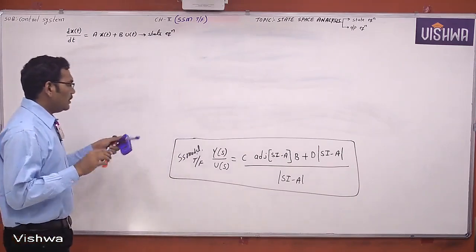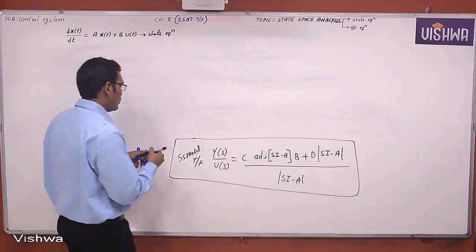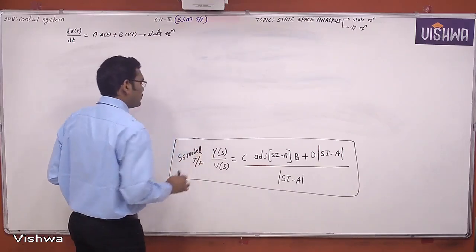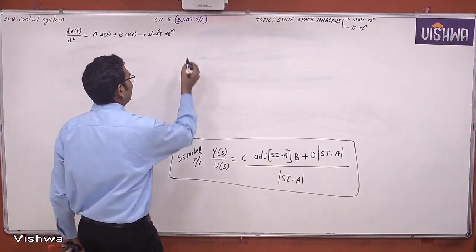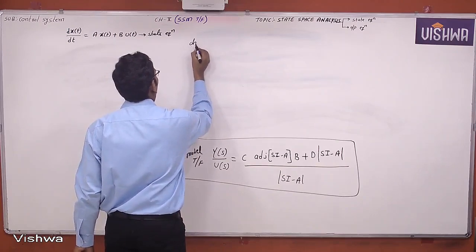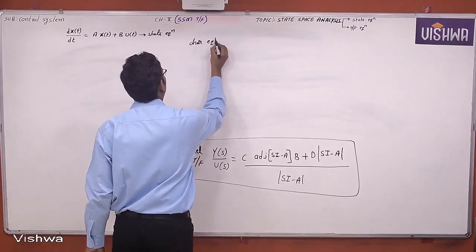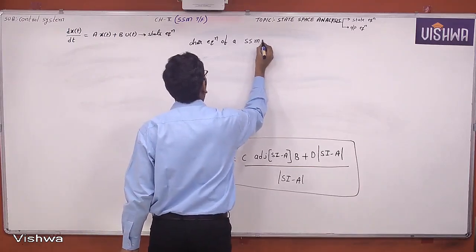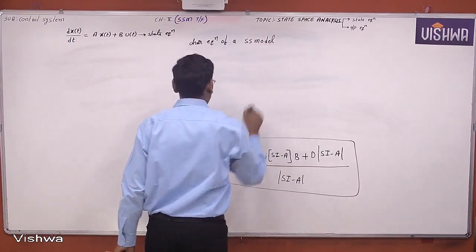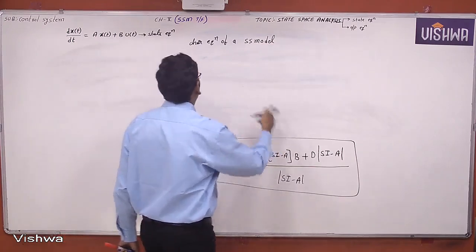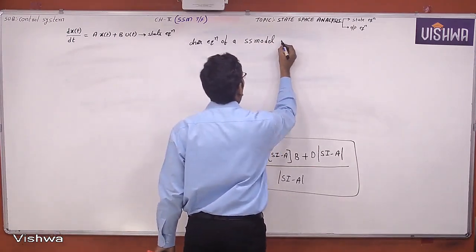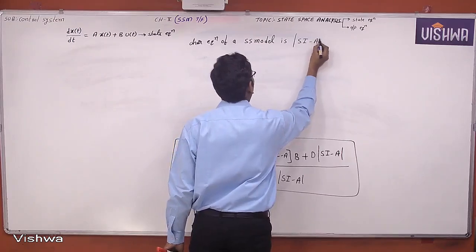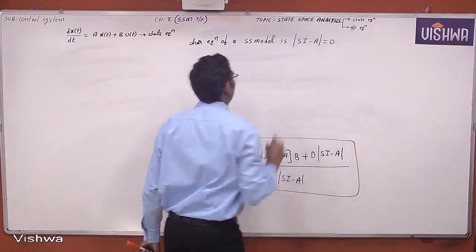Now similarly, this is similar to a closed loop control system. See here, this is the state space model transfer function. Now what is the characteristic equation of a state space model? The denominator polynomial, the characteristic equation of a state space model, is determinant of sI minus A equal to 0.